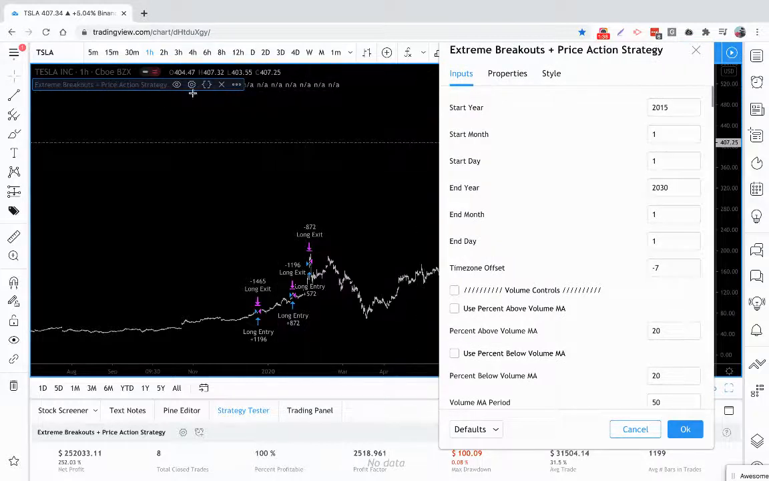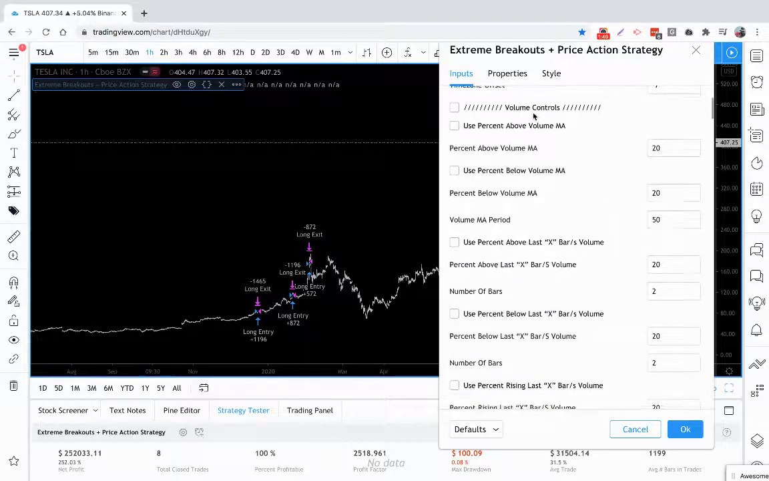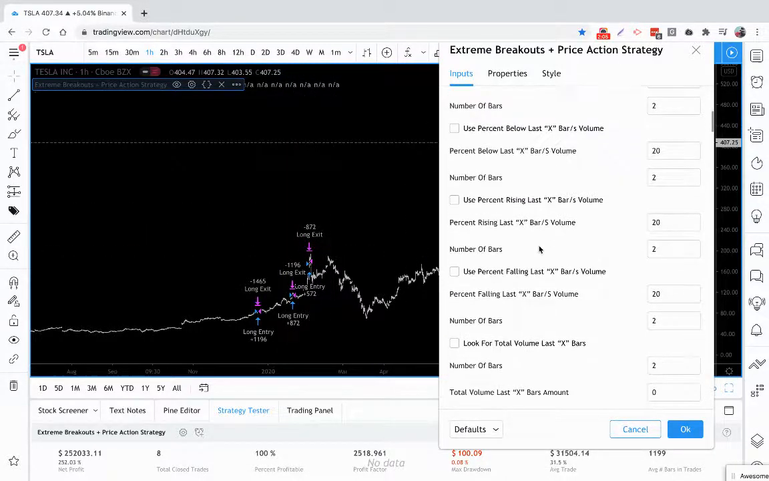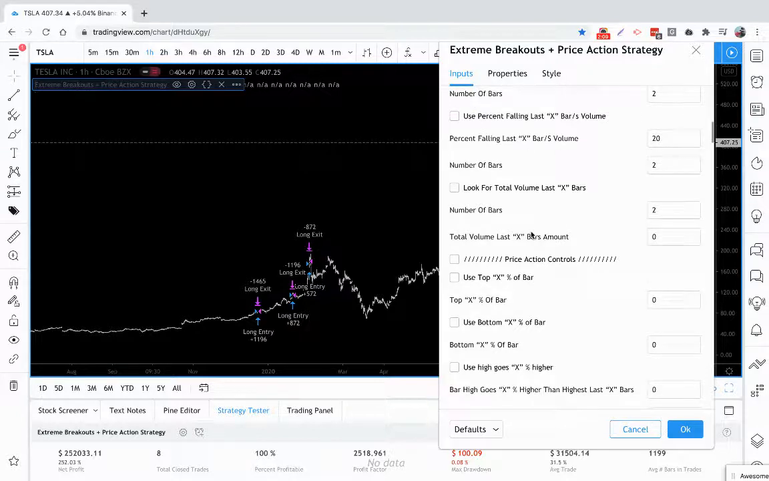So once you apply it to the chart, you click on the gear for the settings, and right now we're in the Inputs tab. You can backtest any dates that you want. You have full volume controls. If you want to filter your breakouts by volume, you can do that. You can look for volume above or below a certain volume moving average, above or below the last amount of bars, rising or declining volume, or total volume.